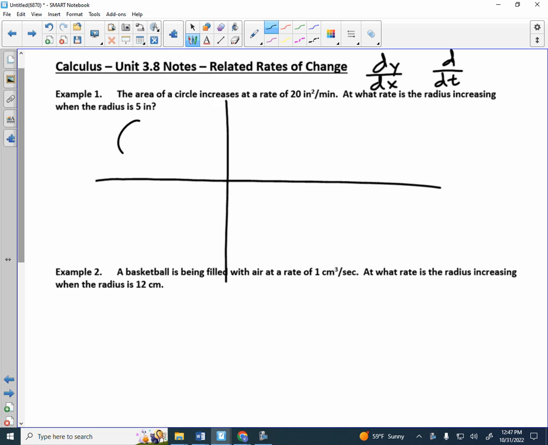I like to write the first box here where I draw what's going on. So we have a circle that's getting bigger. Everybody good with that? So the circle's getting bigger, and there's a formula for the area of a circle. Can somebody tell me the formula for the area of a circle? Very good. Area is pi r squared.